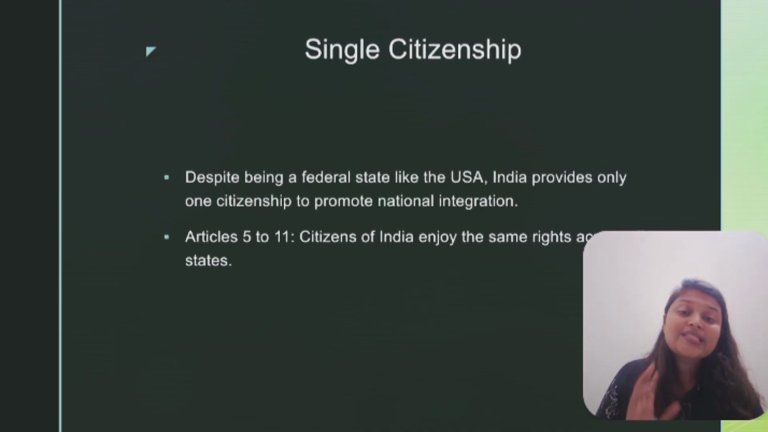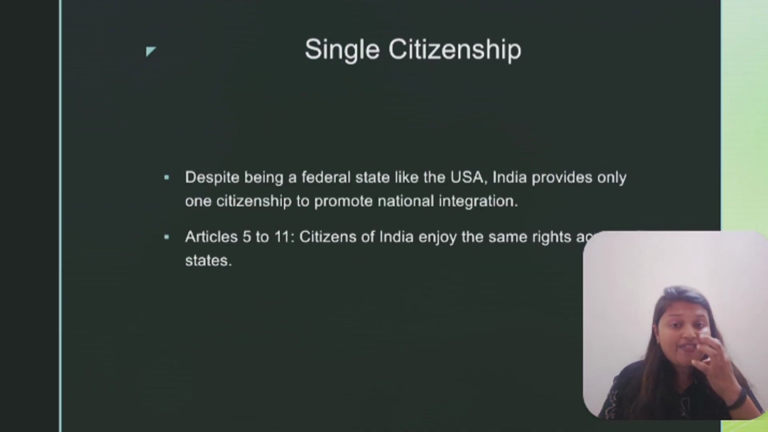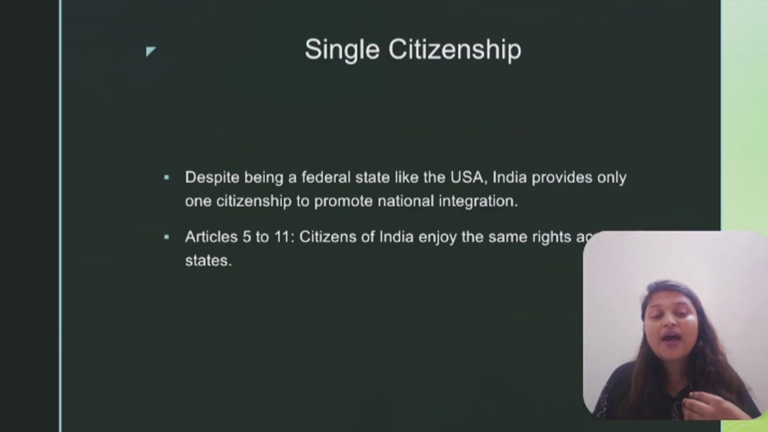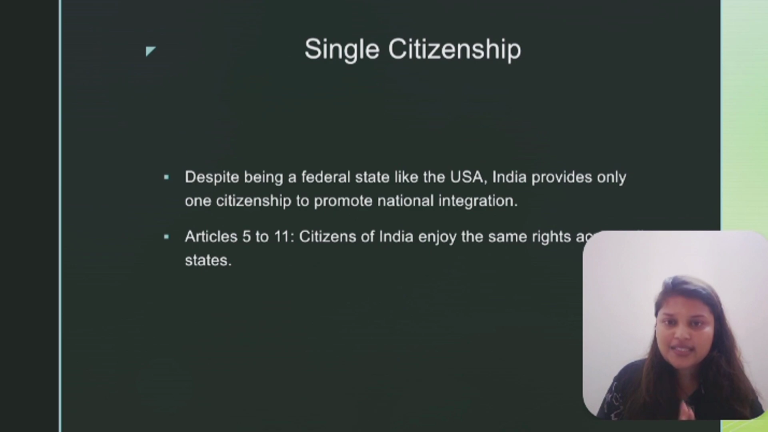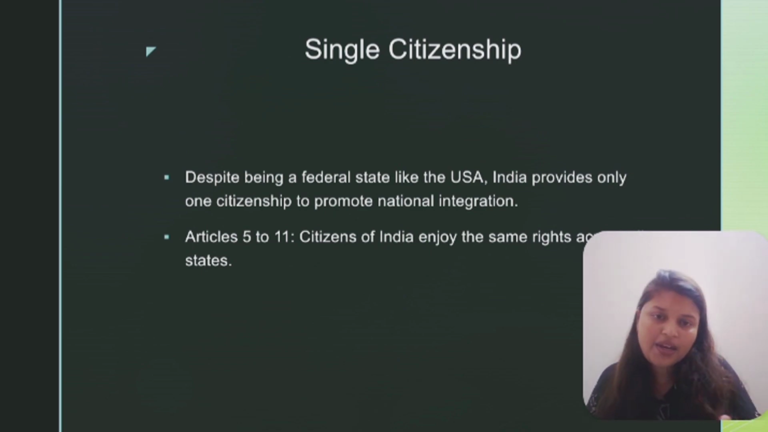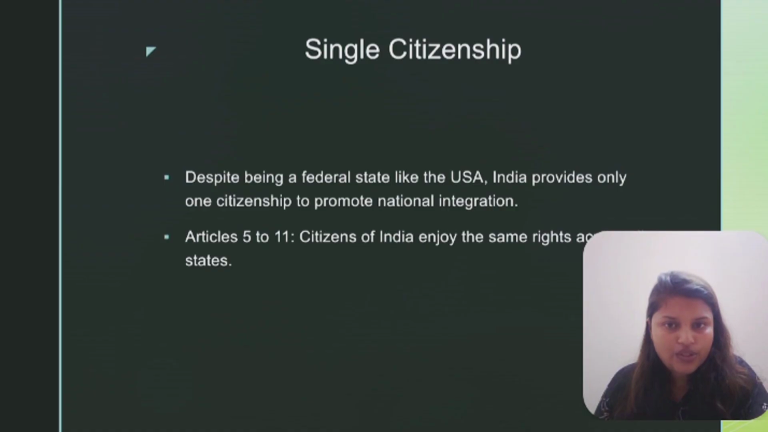And it is single citizenship. So we have a single citizen, right? We say that I am an Indian citizen, and I won't say that I am a citizen of Tamil Nadu or I am a citizen of Kerala, right? All together we have a single citizenship, where we can say I am an Indian. So it does not provide dual citizenship as we have in the US. So in India we have single citizenship, and Articles 5 to 11 of our constitution deal with citizenship in our country, right?